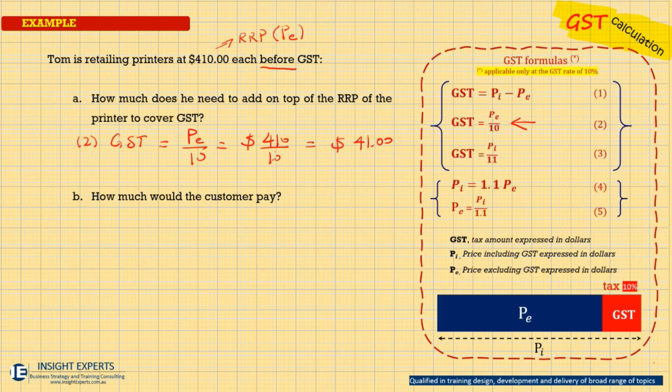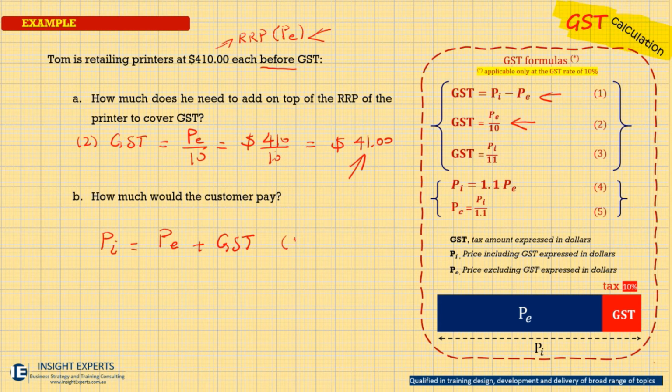Now, question number B, how much would the customer have to pay in total? Well, the customer would have to pay the retailer share plus the taxpayer share. So in other words, the price including GST is the PE plus the GST amount. That's one way of doing it. That's actually using equation number 1, but rearranging it to make PI the subject.